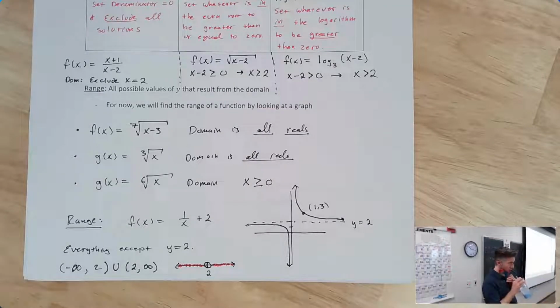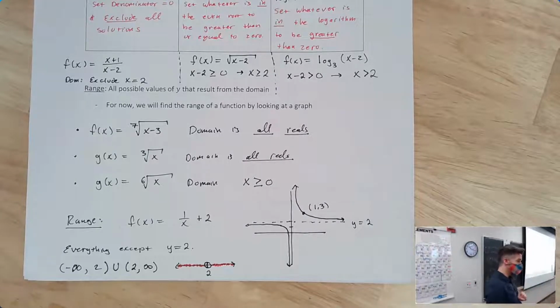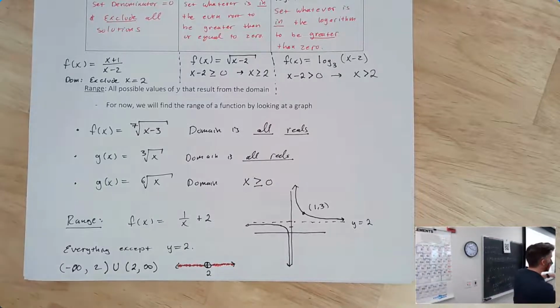Questions? When do we know when we use the bracket? So we use a bracket when we want to include a value. Let's actually look at some examples. Infinity never gets a bracket. You're right. Infinity is always parentheses because we can't include infinity because it's not a real number. It's just kind of an idea.